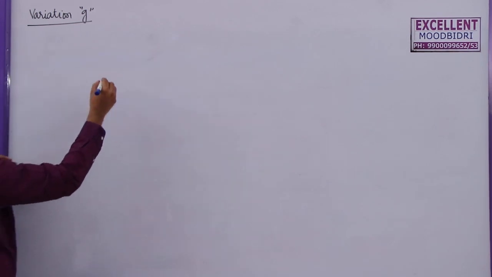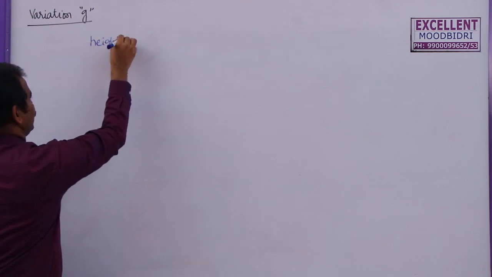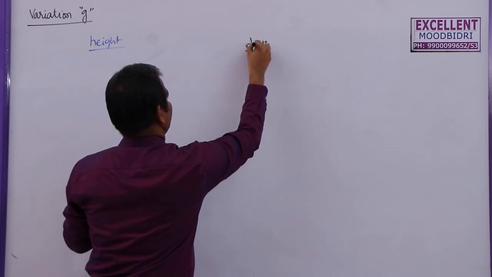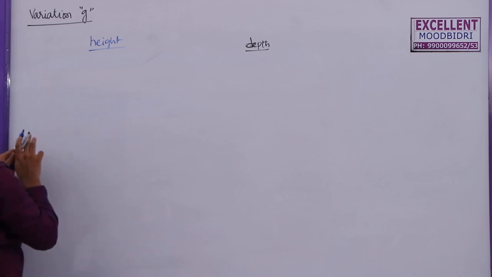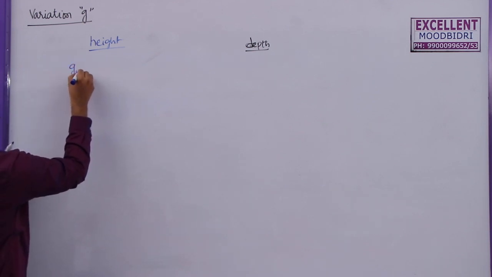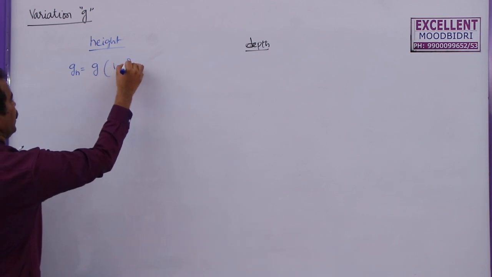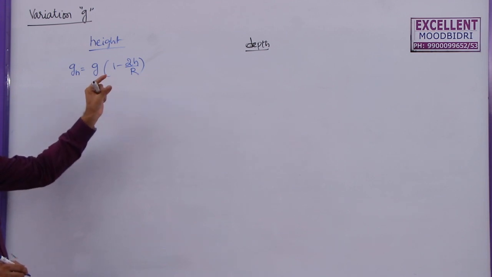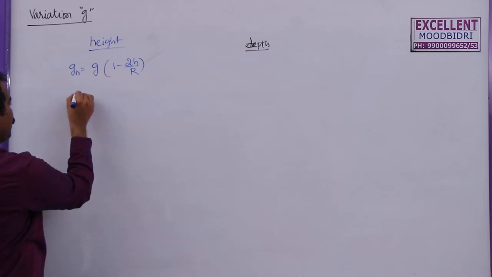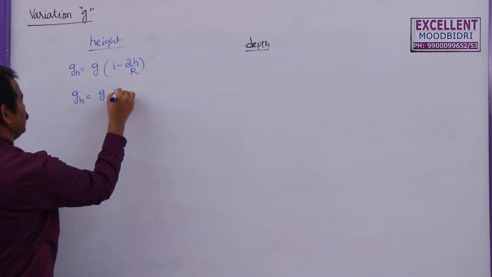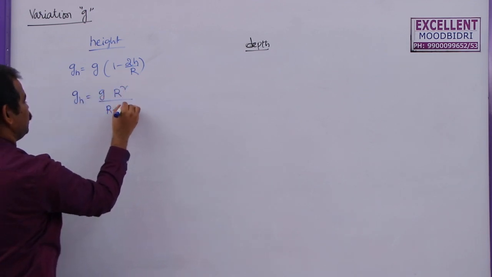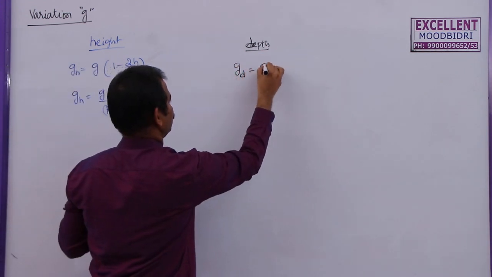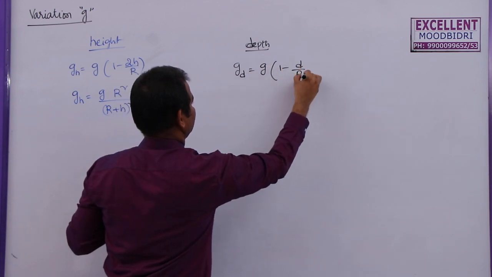So the two cases so far: height is the first one, depth is the second one. In these two cases, what is the formula for height above the surface of earth? g_h is equal to g(1 minus 2h by R). Remember, you can use this formula only if h is very small. Or one more formula, g_h is equal to g into R squared by (R plus h) whole squared. Now what about the formula for depth? Small g at depth d is equal to g(1 minus d by R).